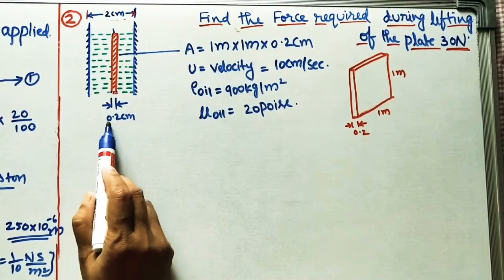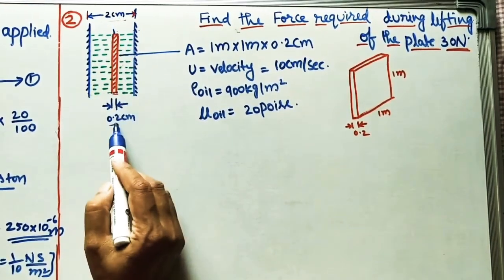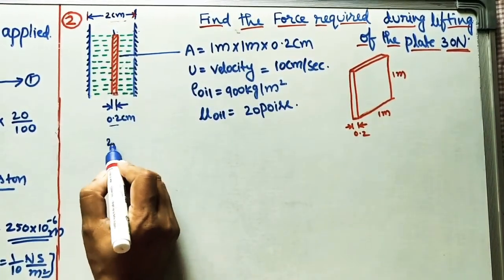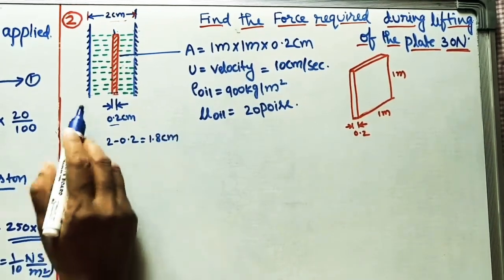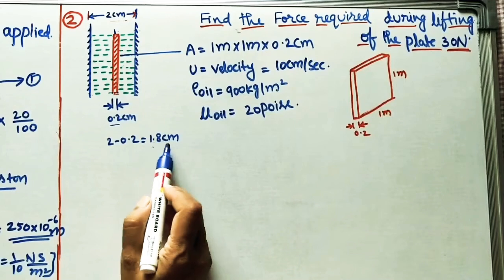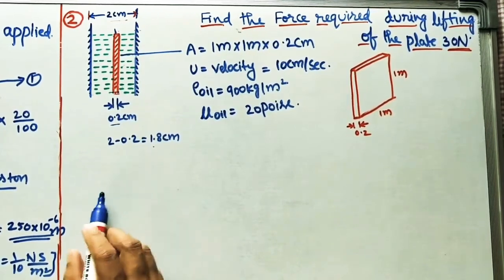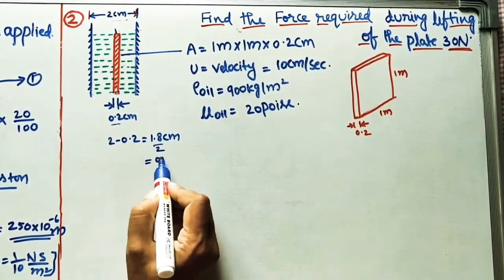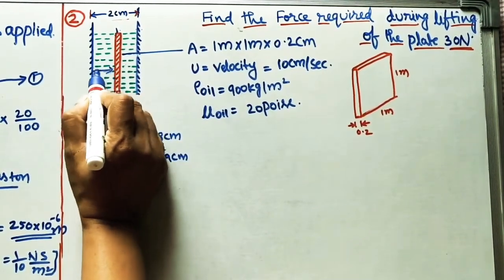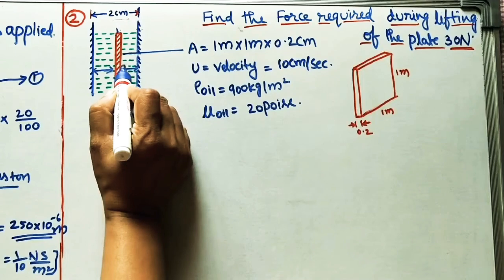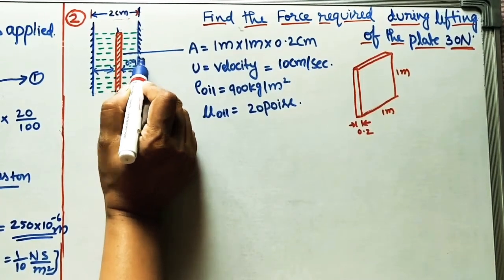If you remove 0.2 centimeter, 2 minus 0.2 means it is 1.8 centimeter. This gap plus this gap is 1.8 centimeter. Half means 0.9 centimeters. So this gap is equal to 0.9 centimeter. This gap is 0.9 centimeters.